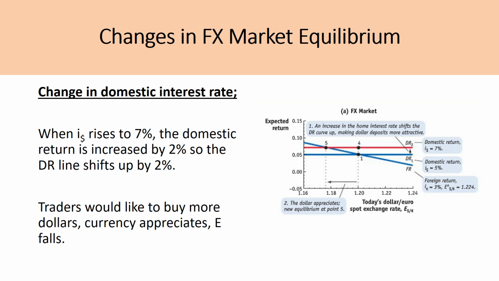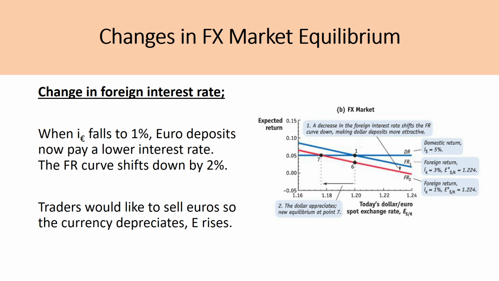Well, if there's a change in the domestic interest rate, it's probably the easiest change to illustrate on the FX diagram, because essentially it's not related to the x-axis. So it's just a horizontal line. So if the domestic return increases from 5% to say 7%, well then the line shifts up. If the domestic return falls, the line shifts down. So that's relatively easy to understand.